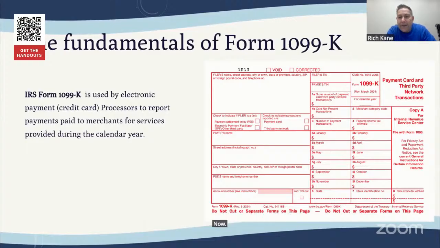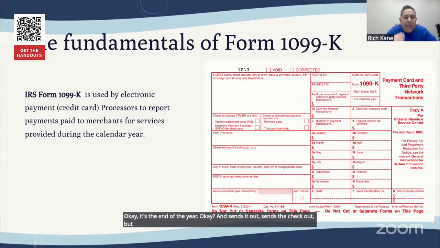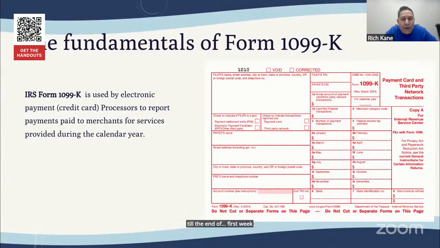Now, a little tidbit here that you may not realize. If your vendor writes you a check on the 31st of December, at the end of the year, and sends the check out, but you're cash basis and you don't receive it till the first week in January, guess what? They wrote it in December.